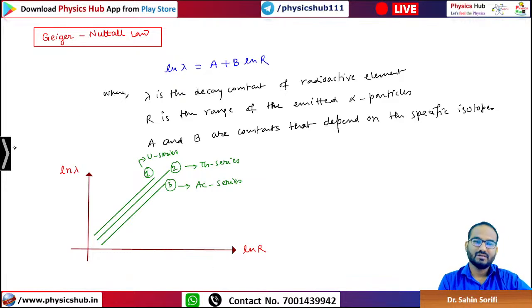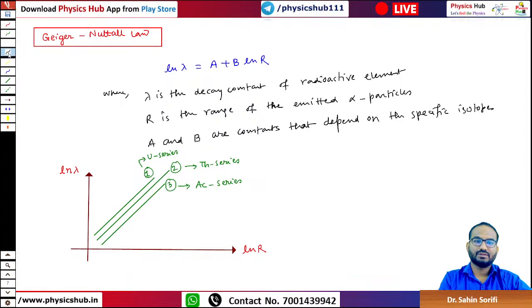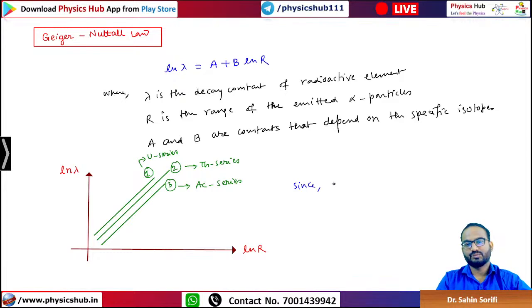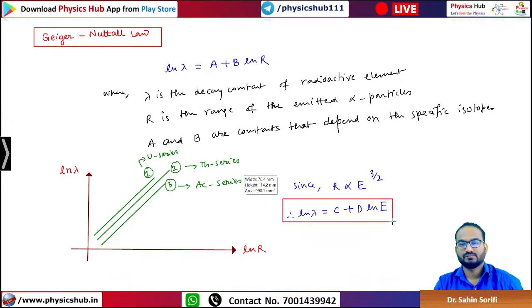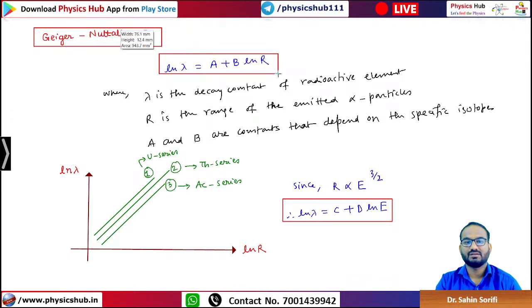Now ln lambda is equal to A plus B ln R. We can also represent it in an alternative form. We have already calculated that R is proportional to E to the power 3 by 2. If I put this value of R here, some other constant will come, but it will become ln E. So the constants are changing. ln lambda is equal to C plus D times ln E. This is another form of Geiger-Nuttall law involving the decay constant and the energy.